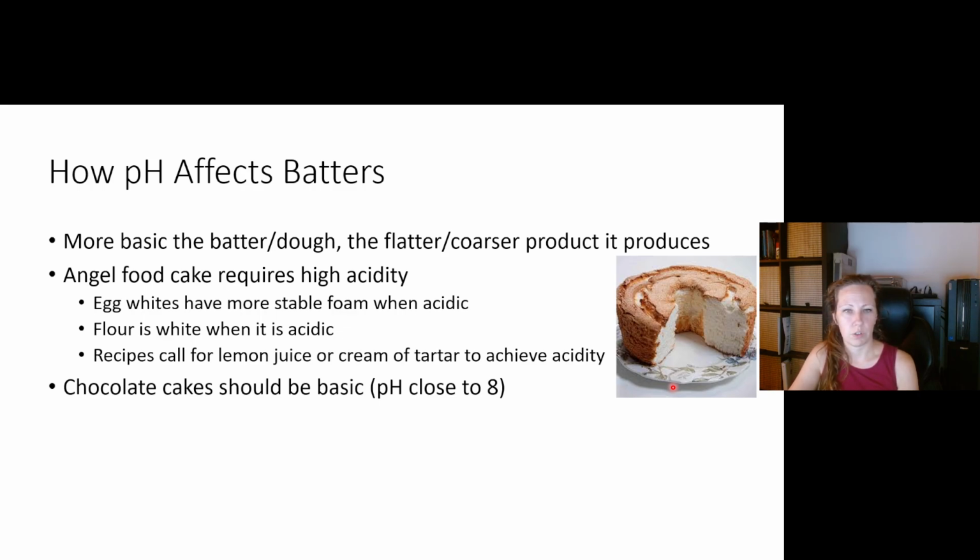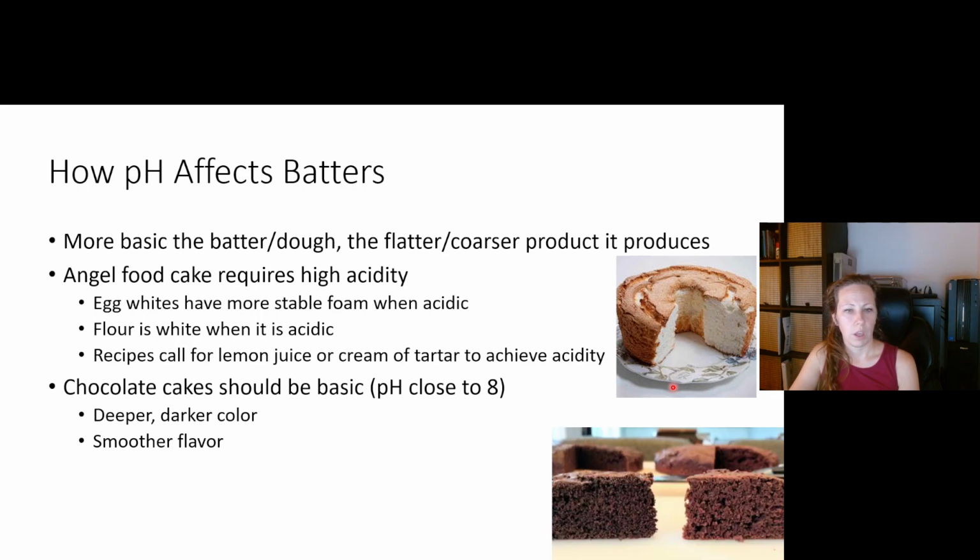Okay. Now on the other hand, chocolate cakes are better if they are basic. So pH closer to 8. So it's not super basic, but it is basic. And it's been shown that the cocoa will have a deeper, darker color at a higher pH, and it also contributes to a smoother flavor. And so this picture I found Googling pH in chocolate cake, and somebody did an experiment.